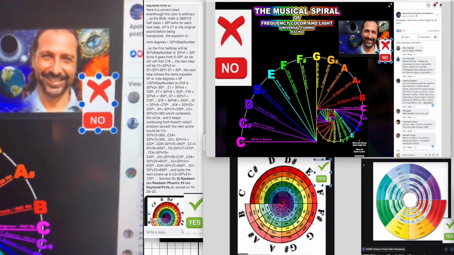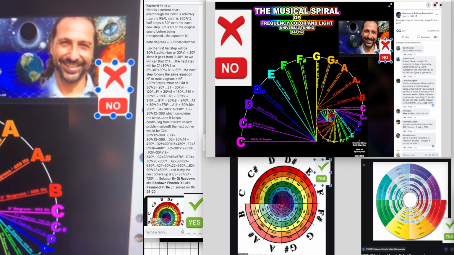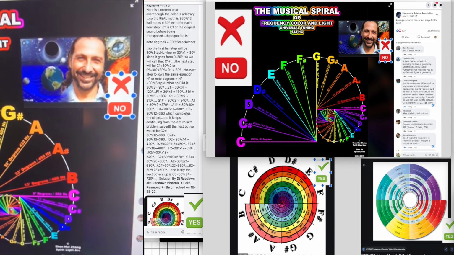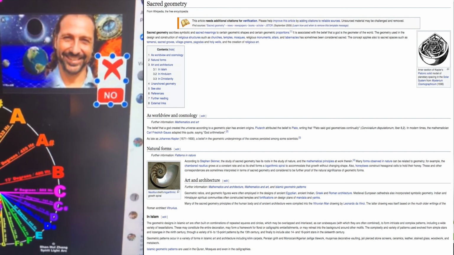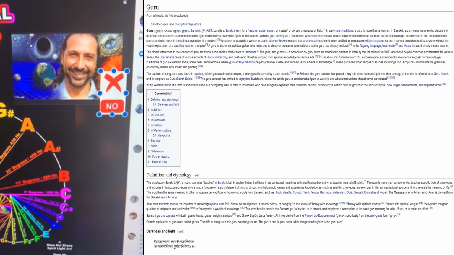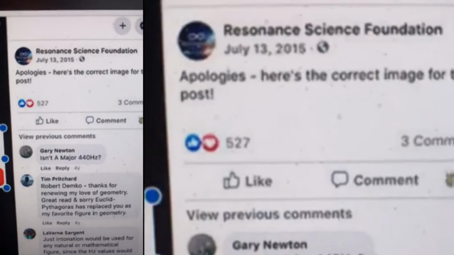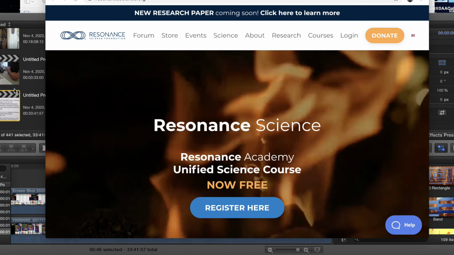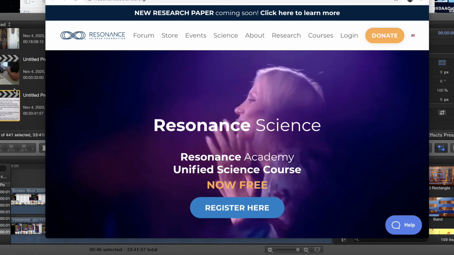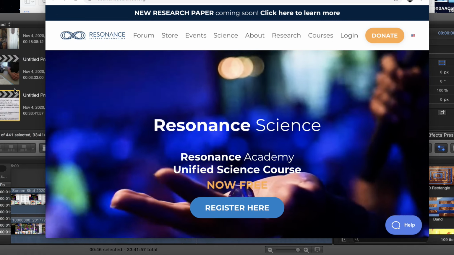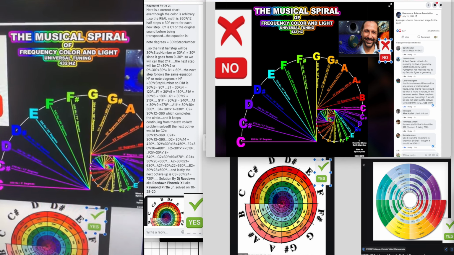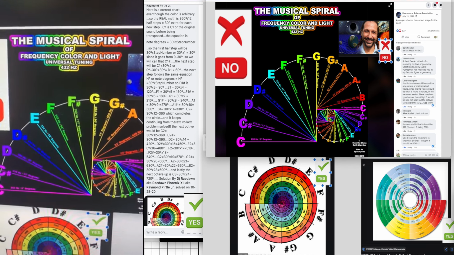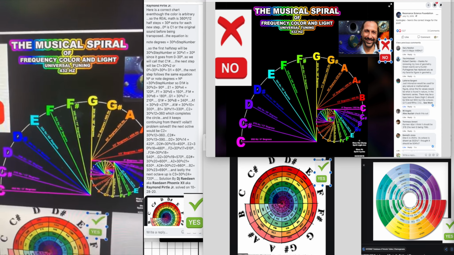All right, so this is Nassim Haramein, and he is a very well-known sacred geometry kind of physics guru. This is his academy, Resonant Science Foundation. So I found a mistake. A bunch of his students had pointed out a mistake too. So he posted this musical spiral of frequency, color, and light universal tuning chart.